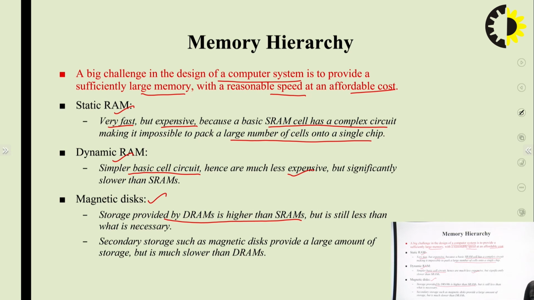As we know, SRAMs are very small and implemented on a single chip. So the storage space of dynamic RAM is very high as compared to SRAM, but it is less than what is necessary because we want speed. Secondary storage such as magnetic disk provides a large amount of storage. To provide a large amount of storage at the cheapest cost and at a slow rate, we use magnetic disk, and they are slower than dynamic RAM.